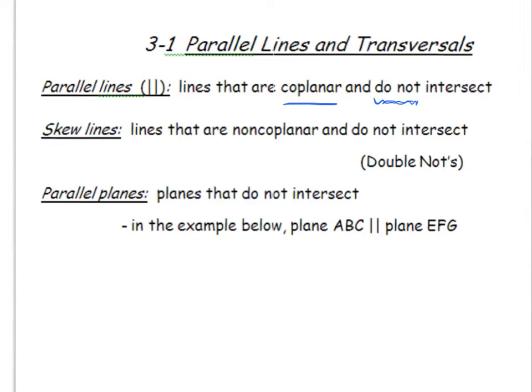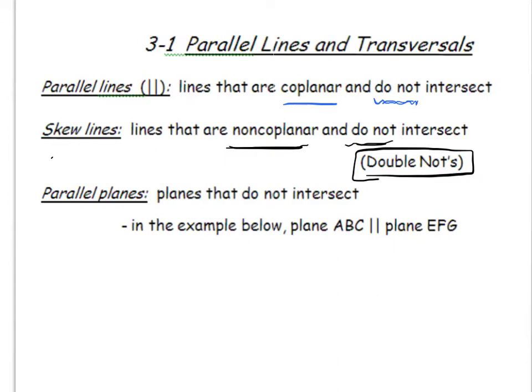This new thing here is skew lines, kind of a funny little word. Skew lines are non-coplanar, meaning they do not have to be in the same plane. But these also do not intersect. So this is a double knot. Okay, non-coplanar, do not intersect. Skew lines are a double knot.